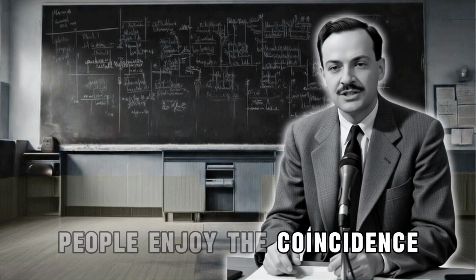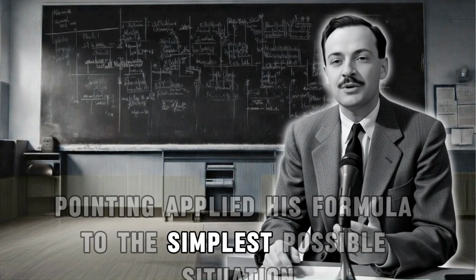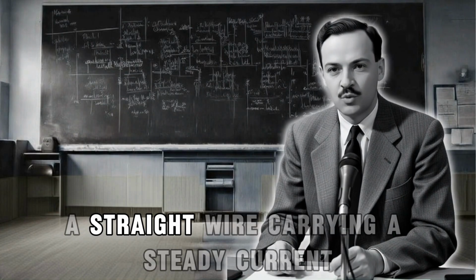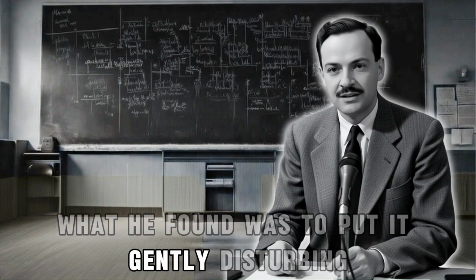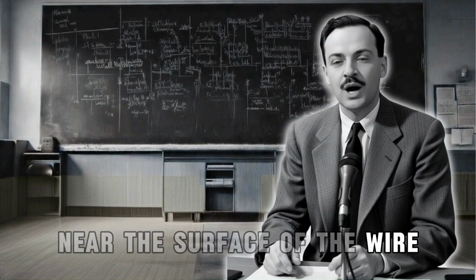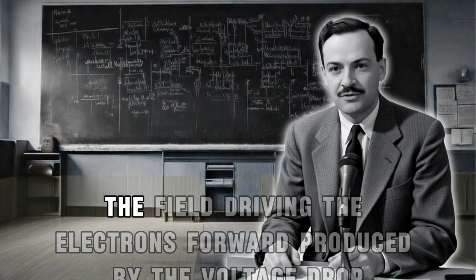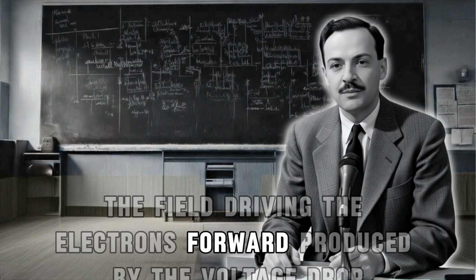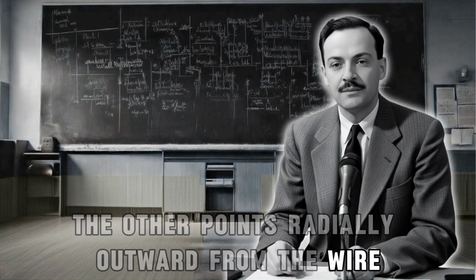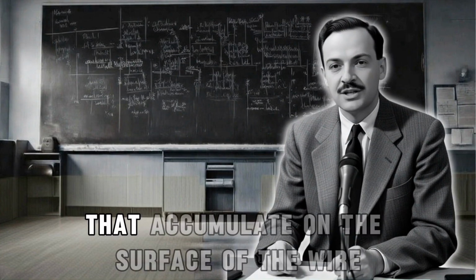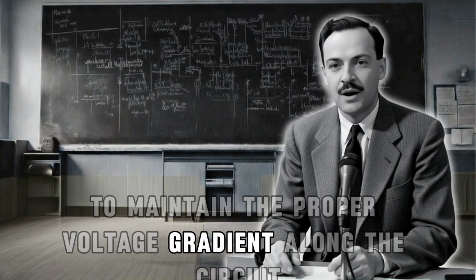People enjoy the coincidence. It points, literally. Poynting applied his formula to the simplest possible situation: a straight wire carrying a steady current. What he found was, to put it gently, disturbing. Near the surface of the wire, the electric field has 2 components. One runs along the wire, the field driving the electrons forward, produced by the voltage drop. The other points radially outward from the wire, produced by tiny amounts of charge that accumulate on the surface of the wire to maintain the proper voltage gradient along the circuit.